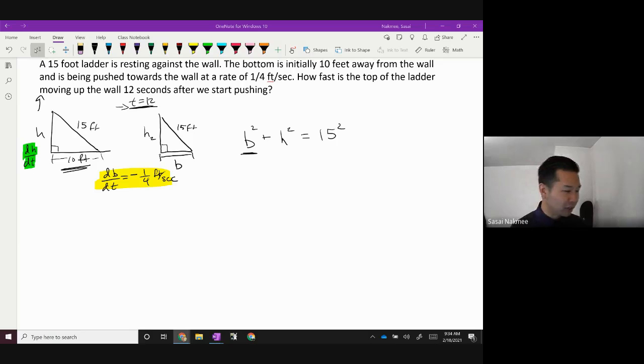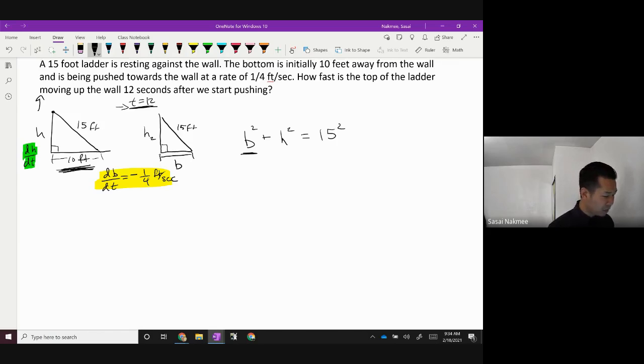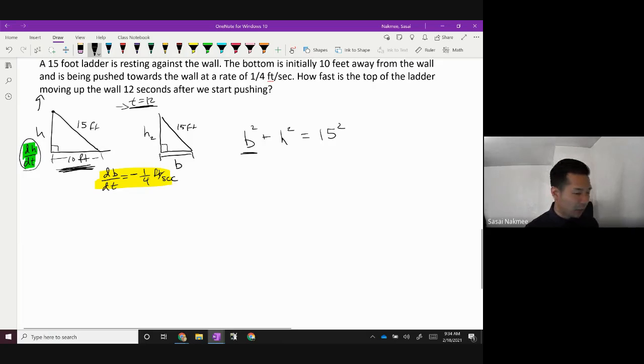Now, we drew this picture last time, right? We saw that initially it's 10 feet away. The ladder is 15 feet long, and the height at which the ladder is resting against the wall is something we don't know. It's a variable that's changing. And then we listed out some other things. We're trying to find out the rate at which the top of the ladder is moving up the wall, so we're finding out what the change in the height is with respect to time. So we're looking for dh/dt.